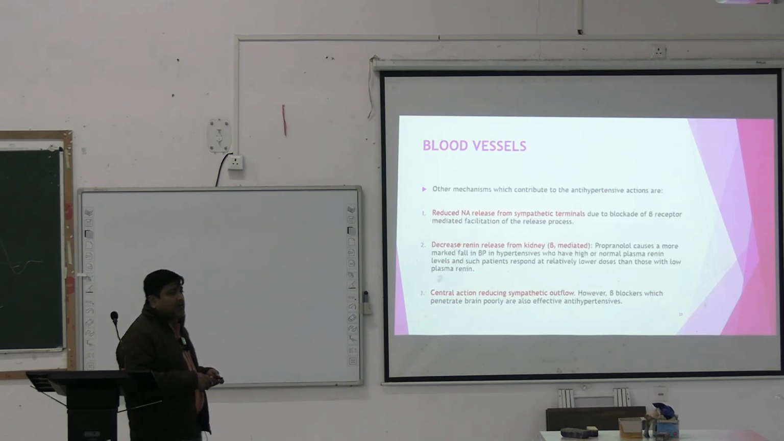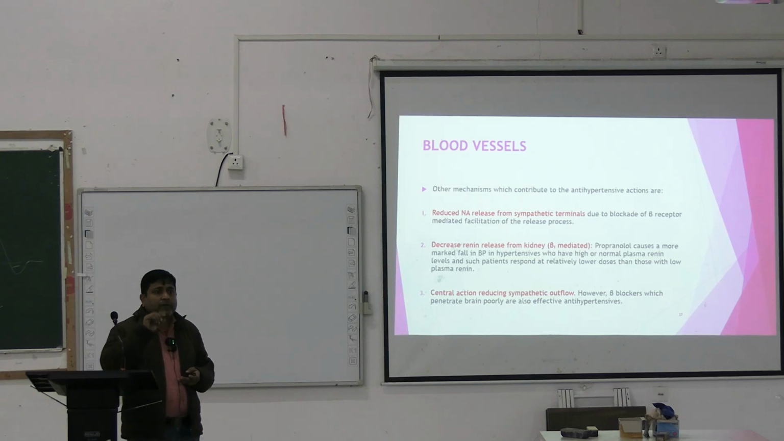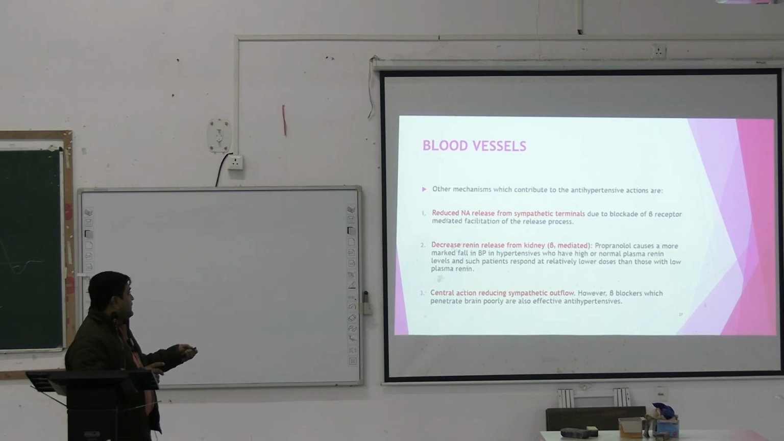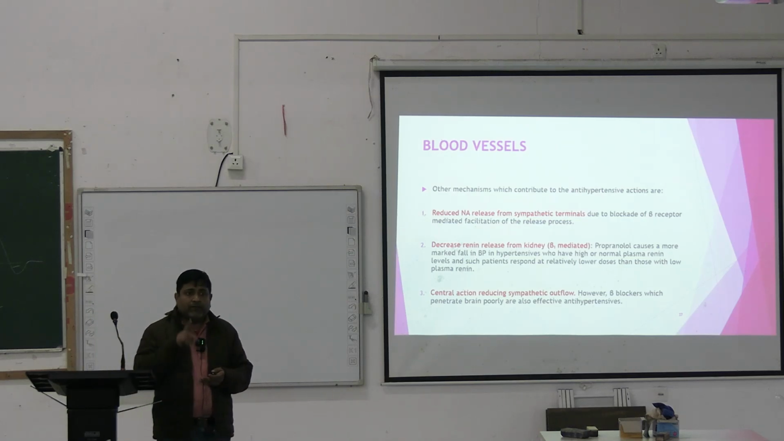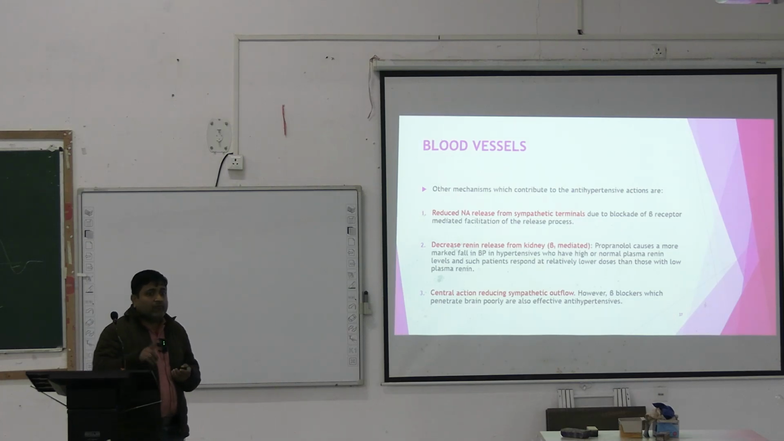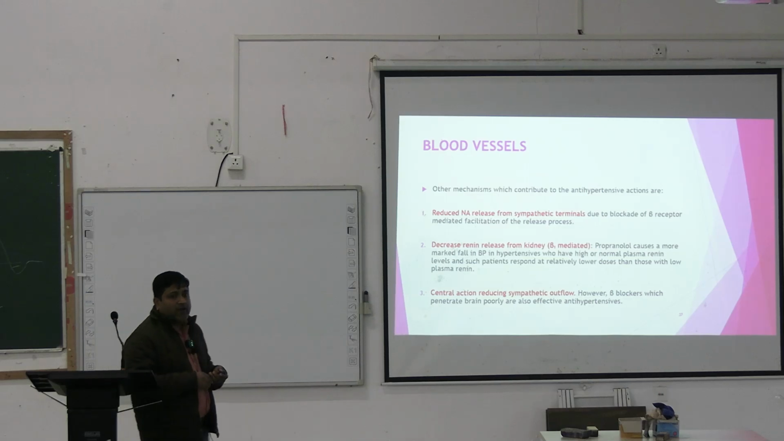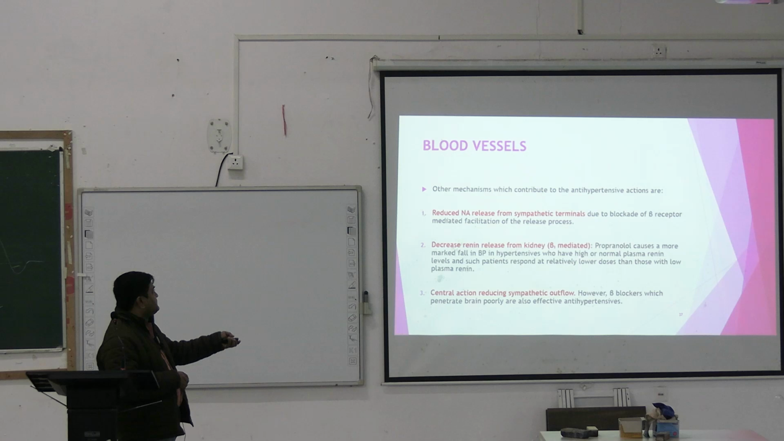Other mechanisms which contribute to antihypertensive actions are: number 1, reduced noradrenaline release from sympathetic terminals. It blocks the beta 2 receptor in the presynaptic neurons and thus decreases the sympathetic outflow. Number 2, decreased renin release from the kidney. Beta 1 receptors are present on the juxtaglomerular cells in the kidney, and because of blocking at that site, renin release will decrease. There will be less sodium and water reabsorption. Central action reducing sympathetic outflow.